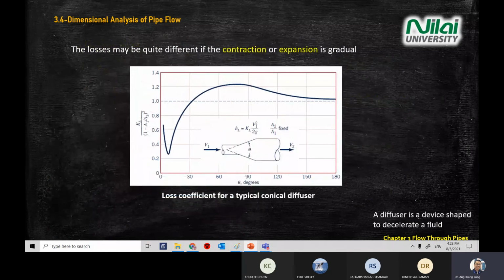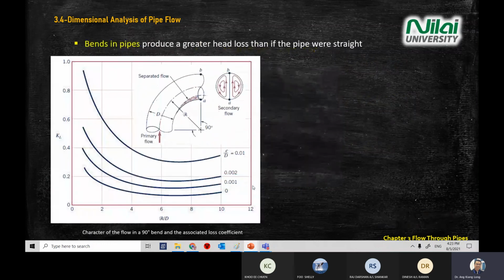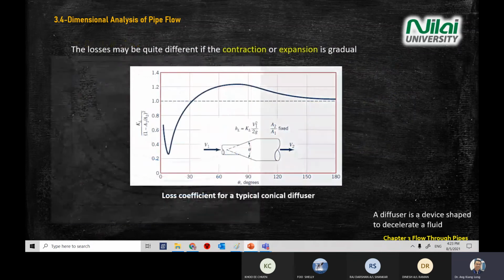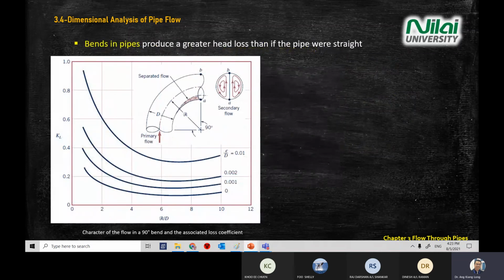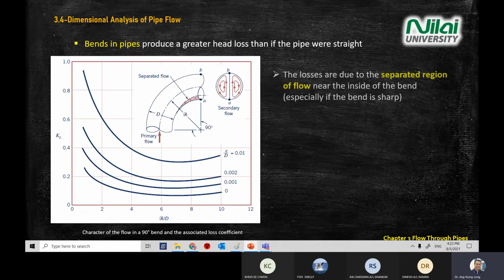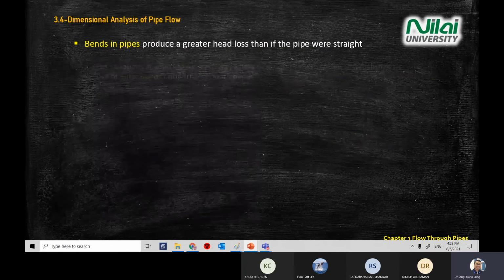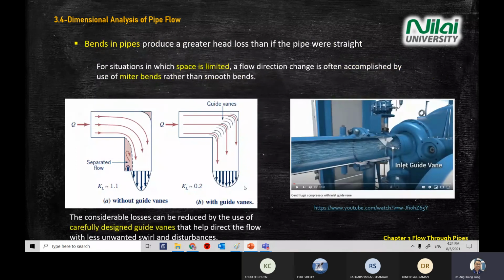But what is important for your coming final exam, there will be one question from today's lesson on the head loss itself. Sorry, not test 2, your final exam will have one question from here. Okay, last lecture, we also showed you why we need to use guide vanes here.